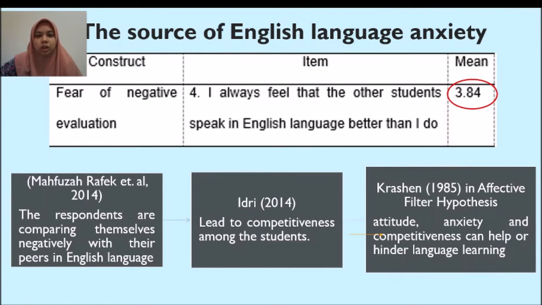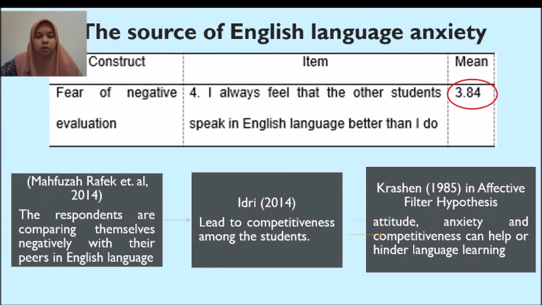Second is the source of English language anxiety. According to Paraduat 2011, items with a mean of 3.5 and above are considered to be the source of English language anxiety. In my study, only one item exceeds the mean of 3.5, which is an item under the construct of fear of negative evaluation. I always feel that the other students speak English language better than I do. The mean is 3.84, which is the highest mean for items.